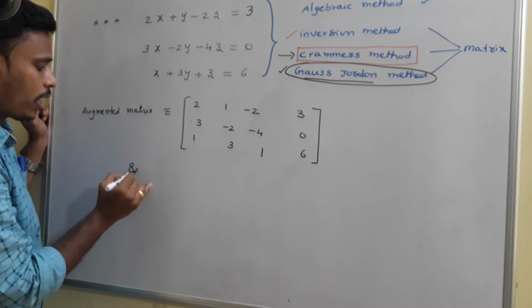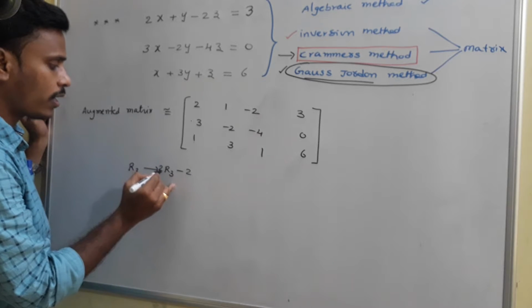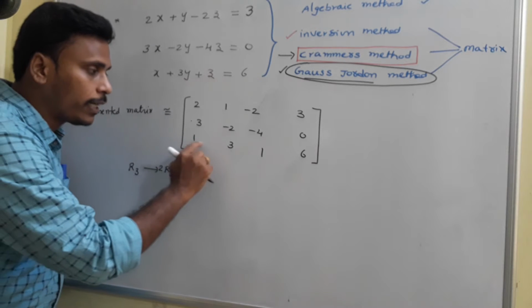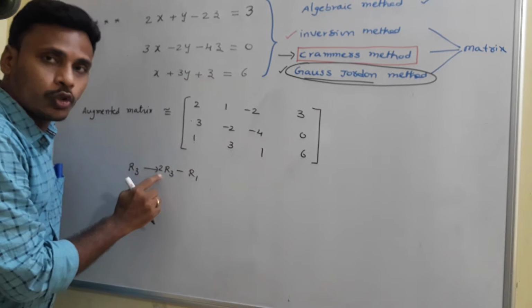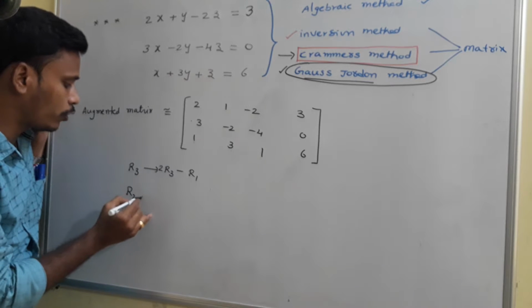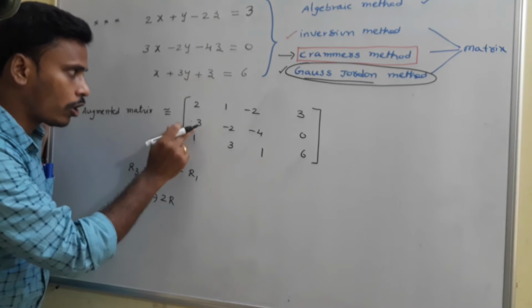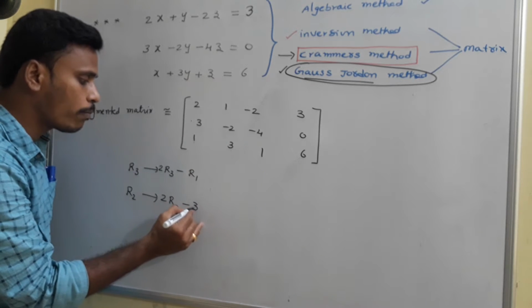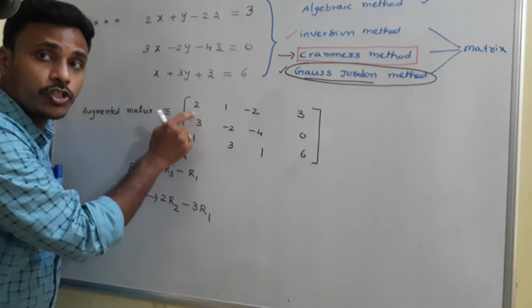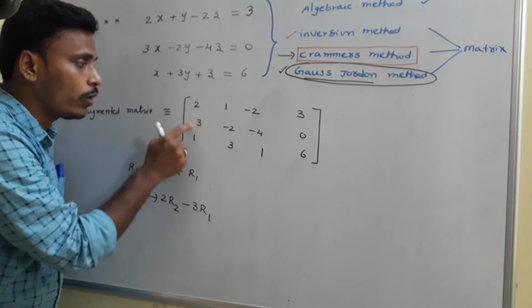To make this one 0, use the first row as well. What I do is R3 goes to 2R3 minus R1. Multiply the third row with 2 and then subtract the first. And to make this one 0, you need to change R2: multiply with 2, because 2 threes is 6. R2 goes to 2R2 minus 3R1. Multiply this 3 with 2 and that 2 with 3, and on subtraction you will get 0.